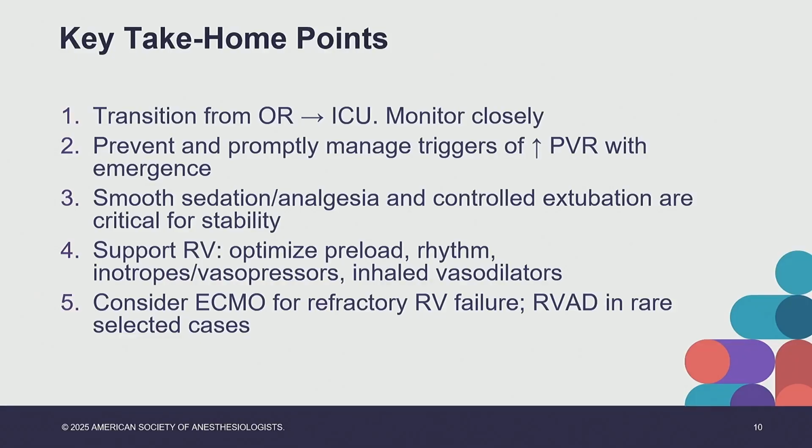And if the RV continues to fail, we escalate early. We consult our cardiac surgeons, and we start them on VA ECMO. And every step we take in the ICU is aimed at protecting the right ventricle, maintaining your RV-pulmonary arterial coupling, and buying the patient more time to recover.